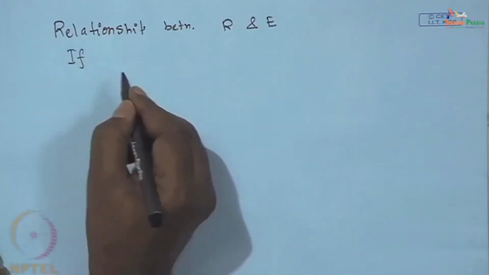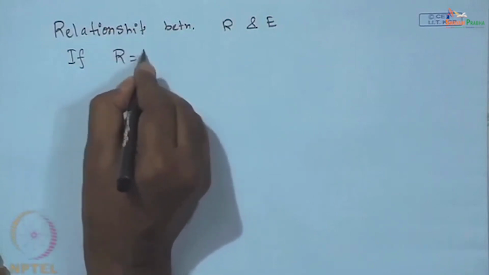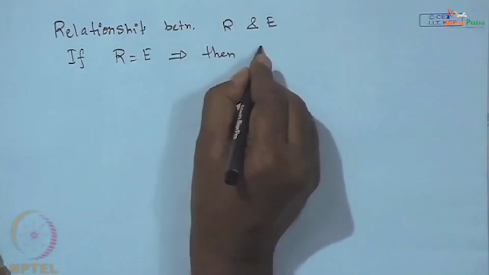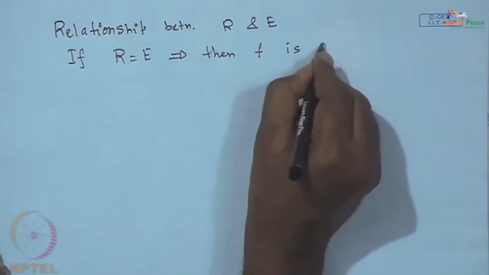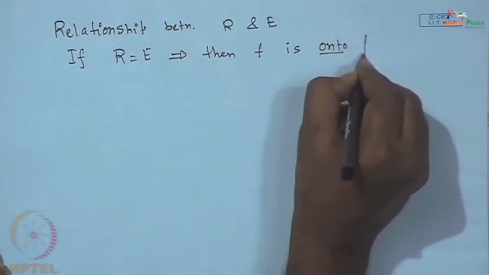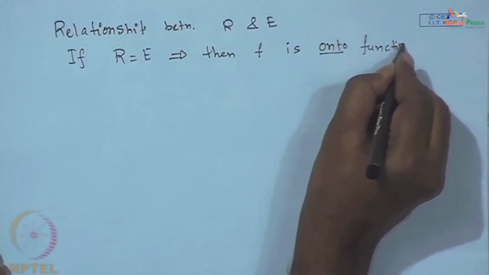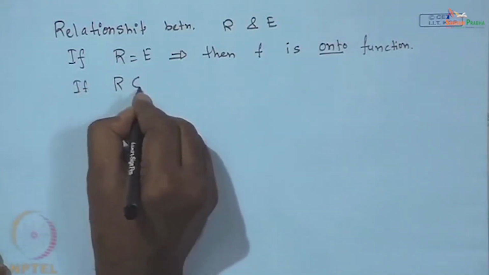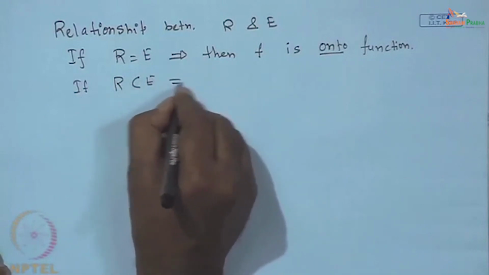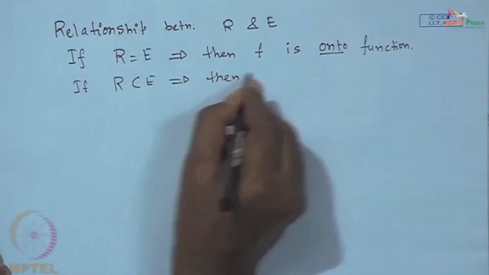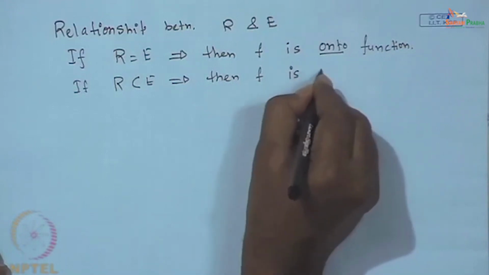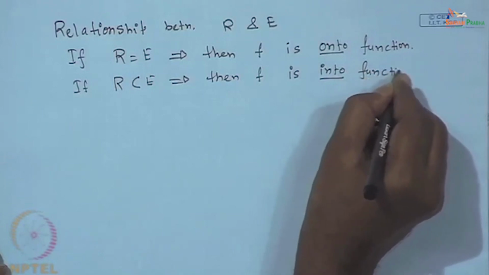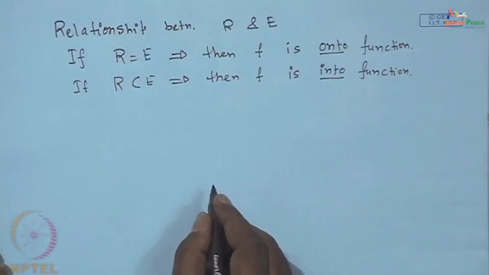Now, depending on this relationship between R and E, we define the function into or onto, and the definition goes like this: if R is equal to E, then f is an onto function. If R is a subset of E, then f is an into function.